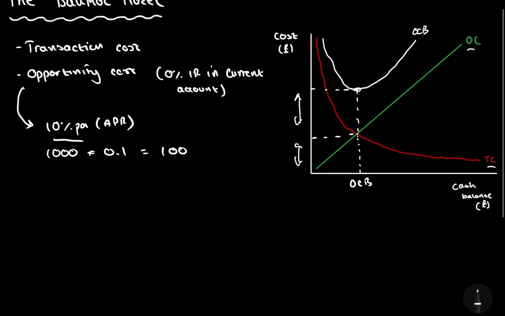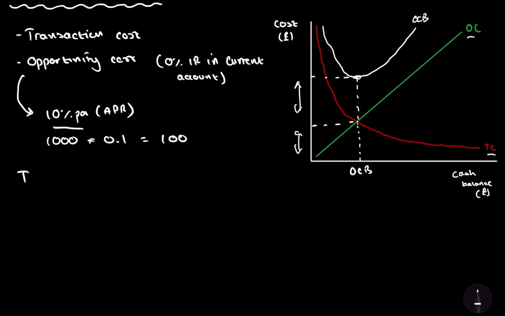But what's the formula? So for transaction costs, it's going to be the total amount of money you want, T, over the optimum cash balance, C, the cash balance you're taking out, times, let's say the transaction cost, where we were talking about that £50, is F. So that's the formula for transaction cost. Opportunity cost is a little bit more complicated. What it is is C, the cash balance, divided by 2, times the opportunity cost of the interest rate R. And that can be seen with a simple graph.